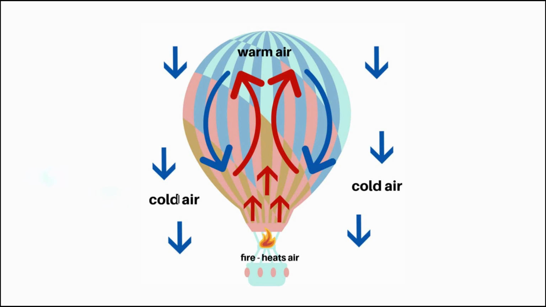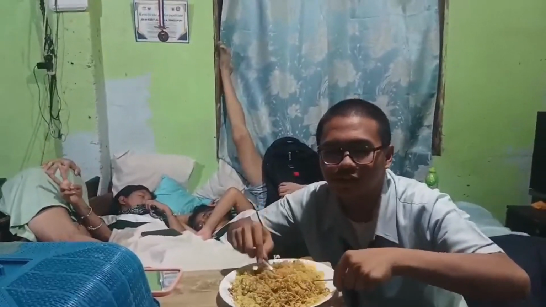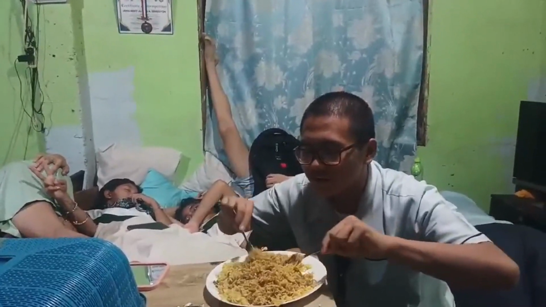As the heated air inside the balloon becomes less dense than the surrounding air, the balloon experiences an upward buoyant force, causing it to rise. The hot air balloon model illustrates the principle of Charles' law, showcasing how temperature affects the volume of a gas.